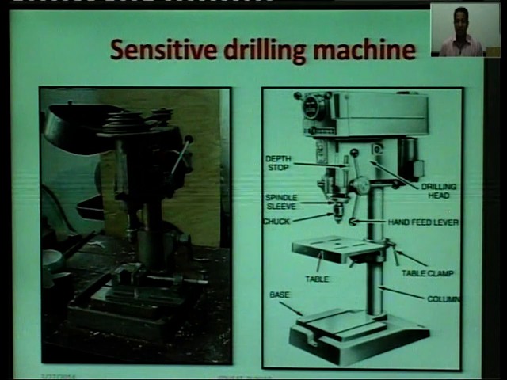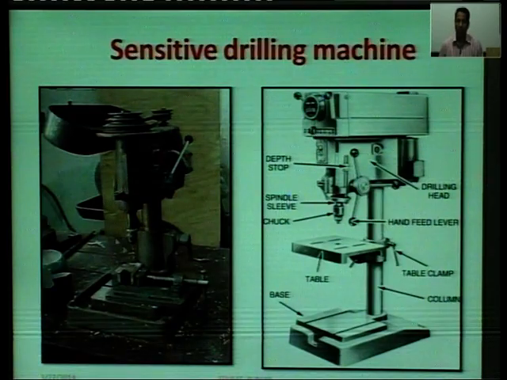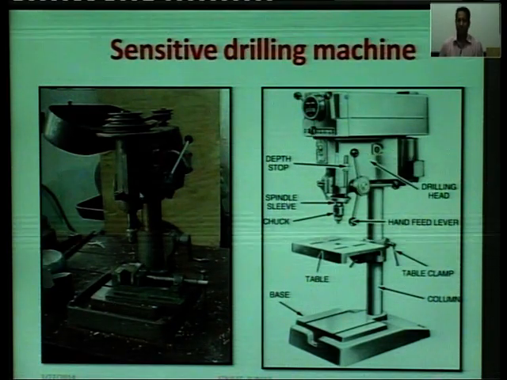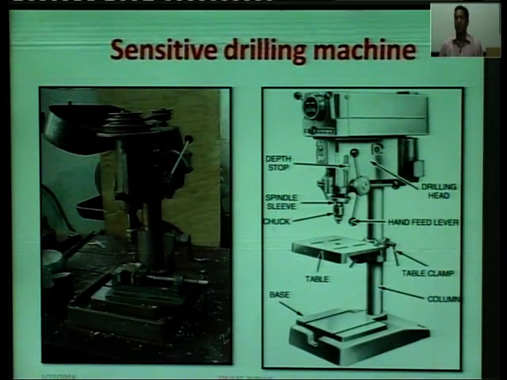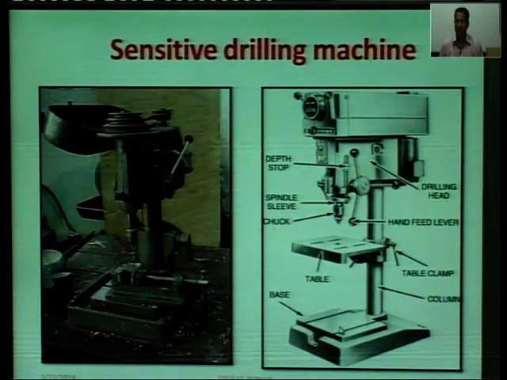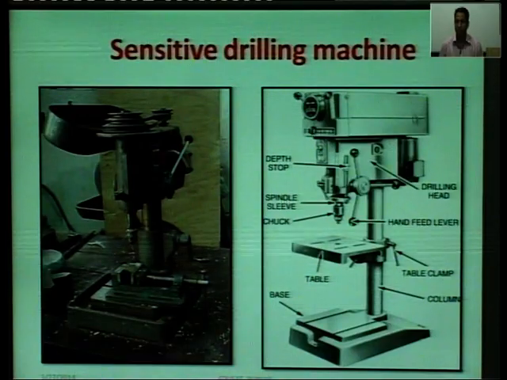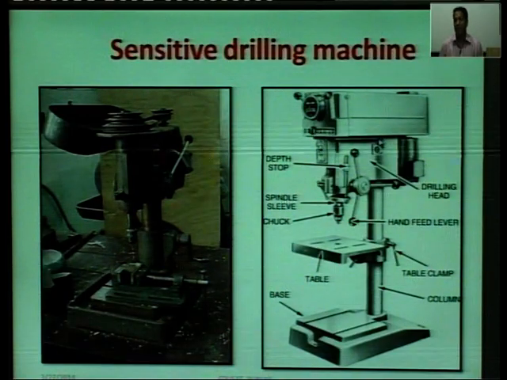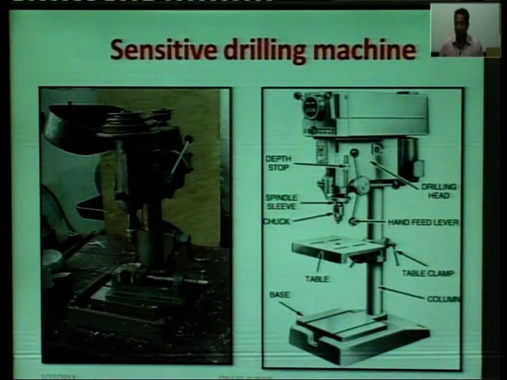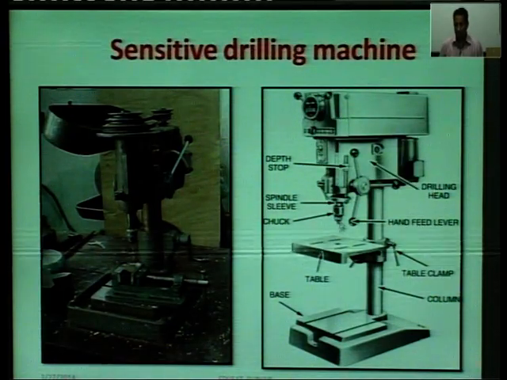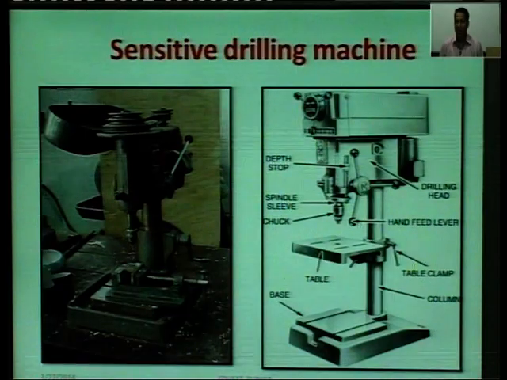You can see in this photograph, in this figure, the drilling machine is mounted on the table. This is another drilling machine. Now you can see the different parts of this. This is the top head, or drilling head. This is the spindle or sleeve and chuck where the drill is fixed, where the drill is mounted, and this is the lever to make up and down movement.